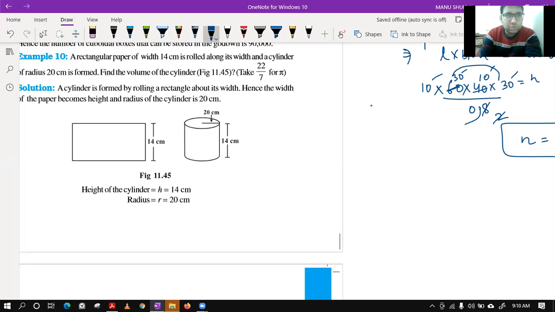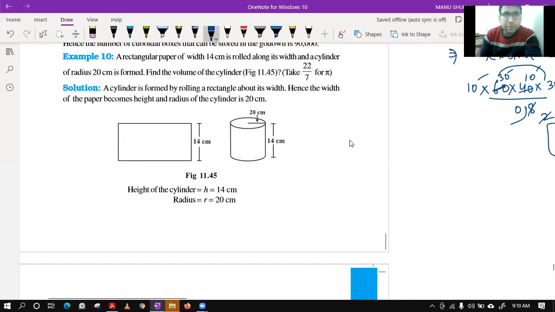Now let's see what they are trying to see. A rectangular paper of width 14 centimeter is rolled. So this was your breadth, this was your length. And when you rolled, you found this as your height, and the radius they are saying is r. Now they are telling you to find the volume of the cylinder. Then nothing is there to be done. I don't think we have to find anything from this.